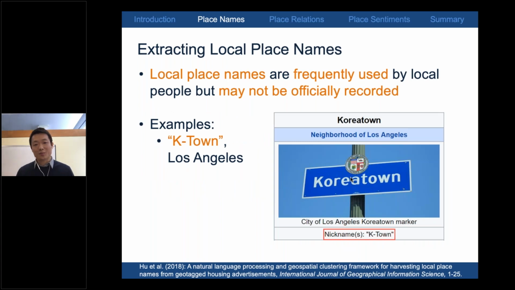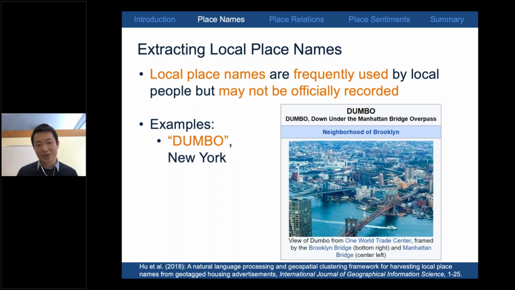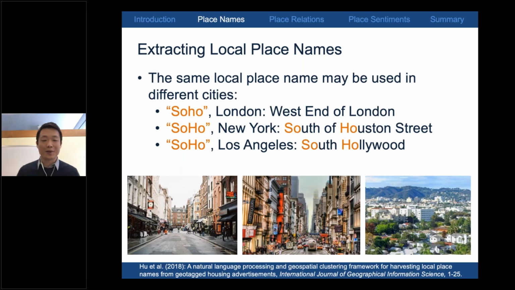Examples of these local place names include K-Town in Los Angeles, which refers to Koreatown, or Dumbo in New York, which refers to down under the Manhattan Bridge overpass. Sometimes the same local place name may be used in different cities, referring to different geographic areas. There is Soho in London, which refers to the west end of London, Soho in New York, which refers to south of Houston Street, and Soho in Los Angeles, which refers to South Hollywood.